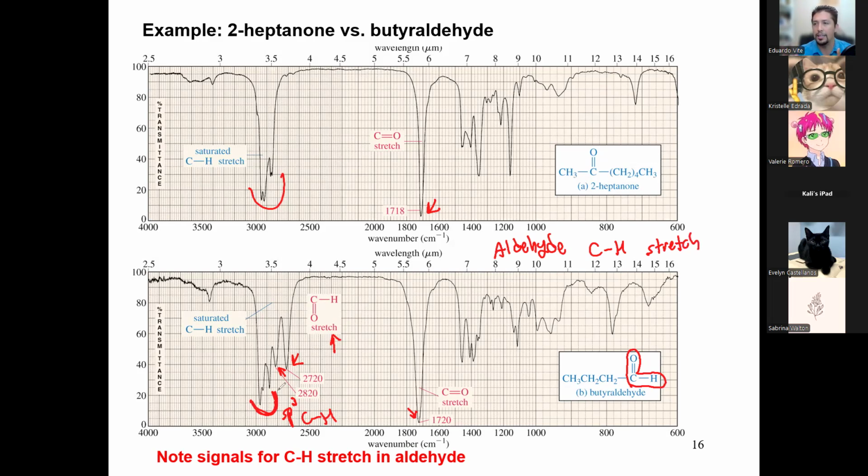You don't always see it because sometimes it's just very weak and sometimes it blends into the broader signal. But if you're suspecting that you have an aldehyde and you want extra confirmation, you can look at those peaks at 2820 and 2720. Those are the peaks for the CH aldehyde stretch. Very characteristic of aldehydes. And that is one way that you can tell whether you have a carbonyl of a ketone or a carbonyl of an aldehyde. You look for more signals.